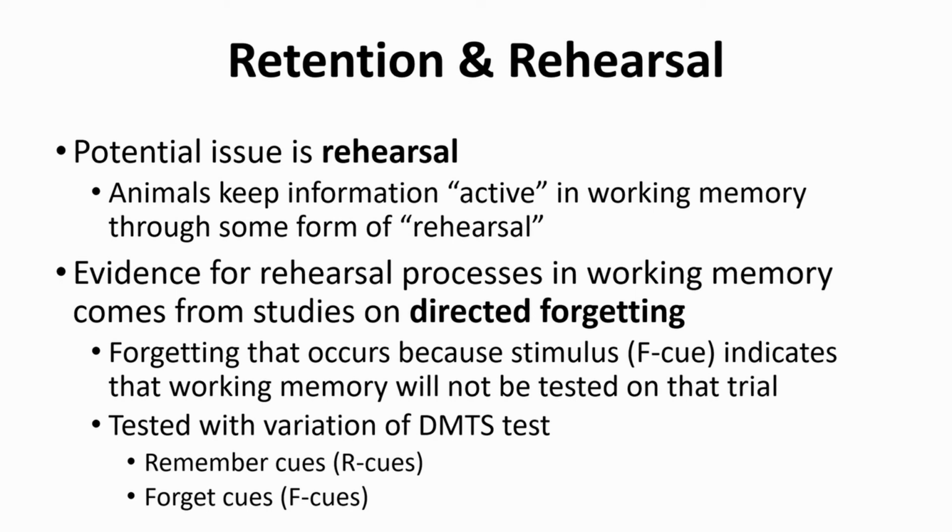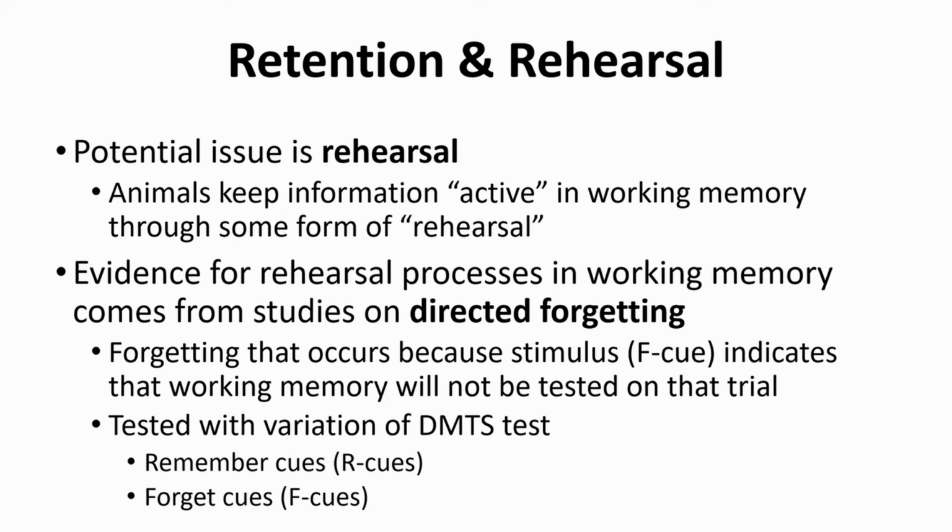Some of the neatest studies that have looked at rehearsal and not using rehearsal come from studies based on directed forgetting. So the idea here is that you can have two different kinds of cues, F cues and R cues. R cues are cues to remember, F cues are cues to forget. And so remember cues are signals that let you know that you should remember this information because it will be tested later. And if an individual's memory ability is tied to their rehearsal, being told to remember some information should lead to rehearsal, which should lead to better performance.